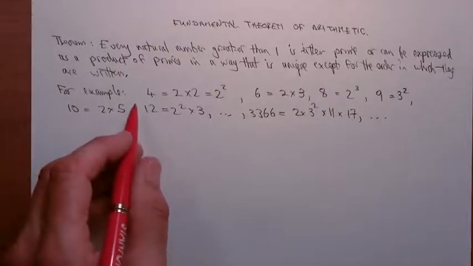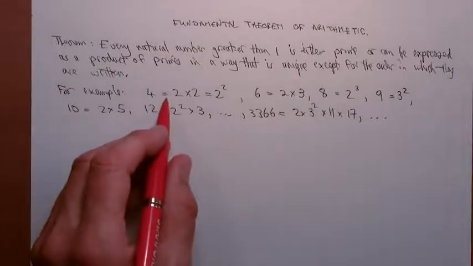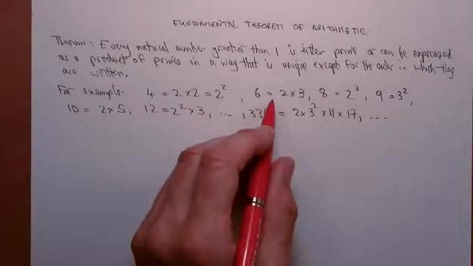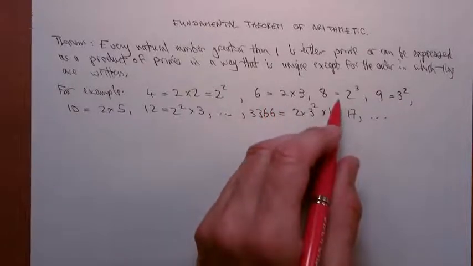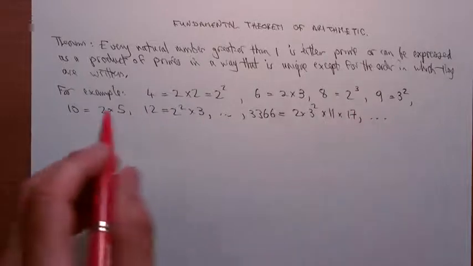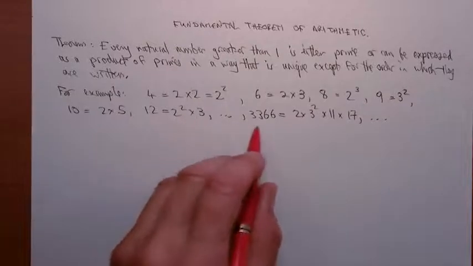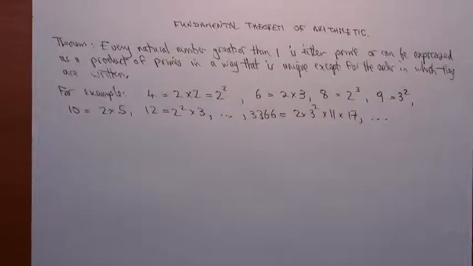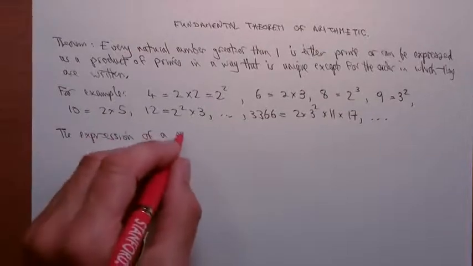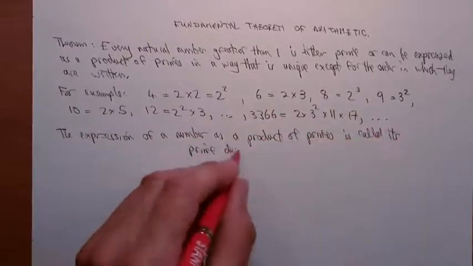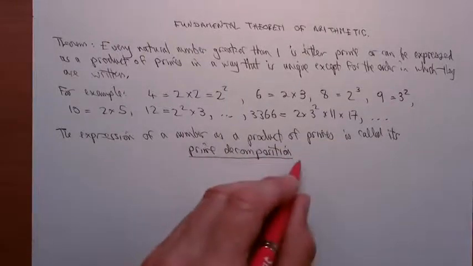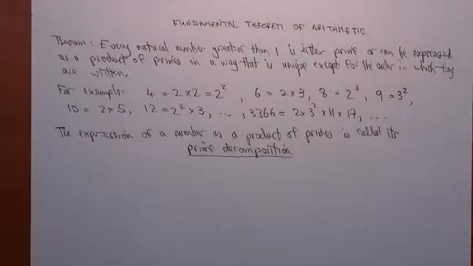Okay, so 2 itself is prime, 3 is prime, 4 is a product of primes, 5 is prime, 6 is a product of primes, 7 is prime, 8 is a product of primes, 9 is a product of primes, 10 is a product of primes, 11 is a prime, 12 is a product of primes, and so on and so forth. The expression of a number as a product of primes is called its prime decomposition. And when you know the prime decomposition of a number, you know an awful lot of information about that number and how it behaves with relation to other numbers.